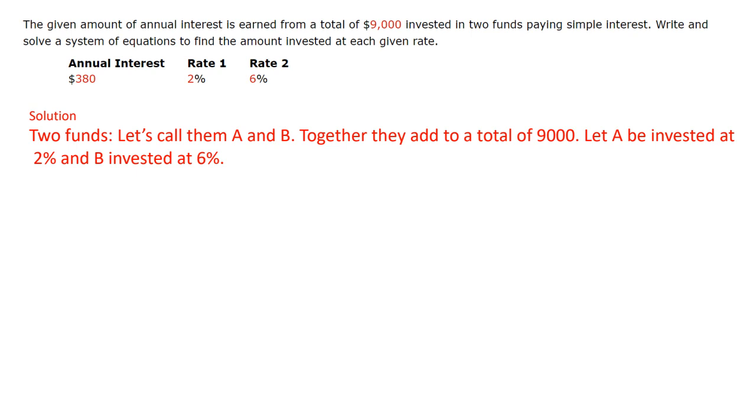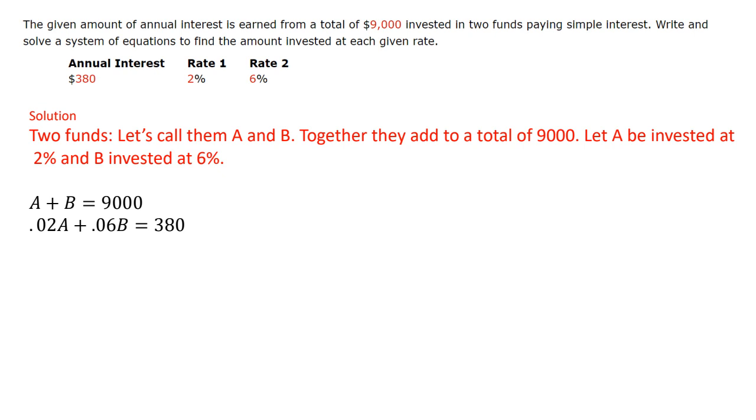So to solve for this, we have to find the two funds, and let's just call them investment A and investment B. And we know that together they need to add up to a total of $9,000. So this is where we're going to get our first equation, with that first piece of information. And the second equation we're going to get by letting investment A be at the 2% and investment B be at the 6%. So let's go ahead and write these out. The first one is easy to write.